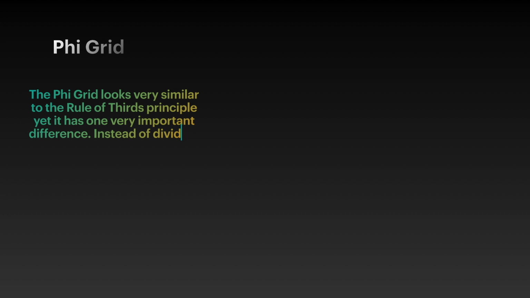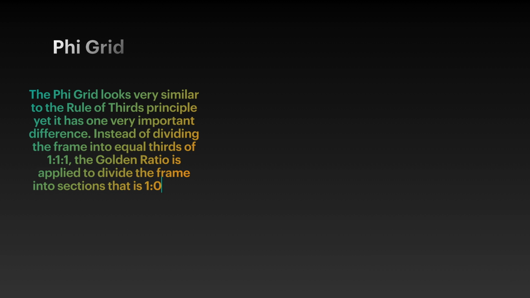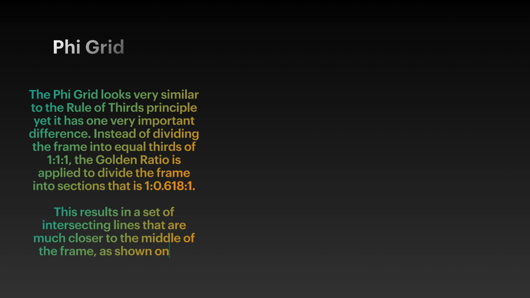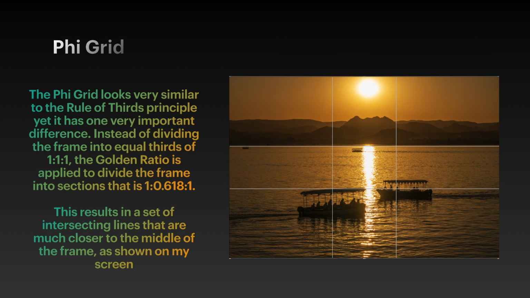Now comes the phi grid, which looks very similar to the rule of thirds, yet it has one very important difference, that is, instead of dividing the frame into equal thirds of 1:1:1, the golden ratio is applied to divide the frame into sections, that is 1:0.618:1, and this results in a set of intersecting lines that are much closer to the middle of the frame.